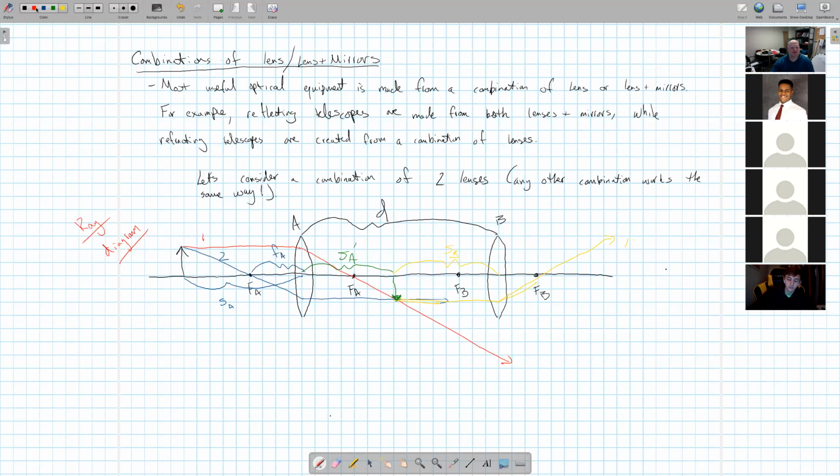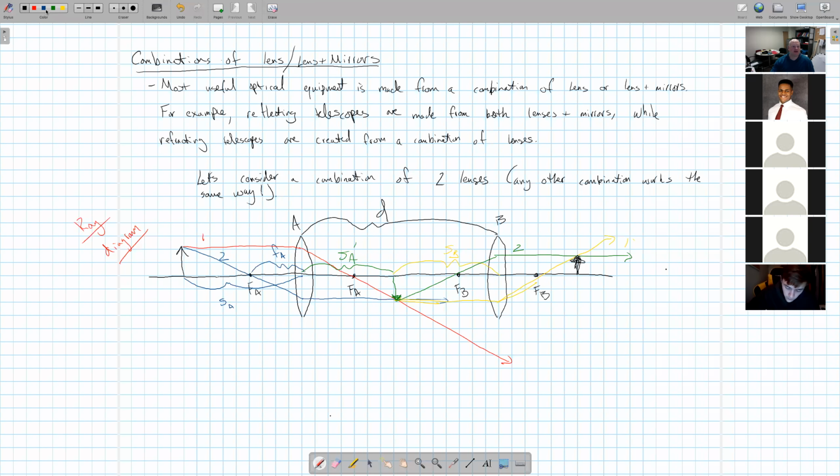Ray number 2, what color haven't I used yet? I guess I'll do it in green. Again, this one's going to go through the near side focal point, hit the center of the lens, and then get passed through parallel to the principal axis. So this is ray number 2. And then finally, where these two cross each other is the location of the final image, in this case, if I have only 2 optical instruments. So this is then my ray diagram.